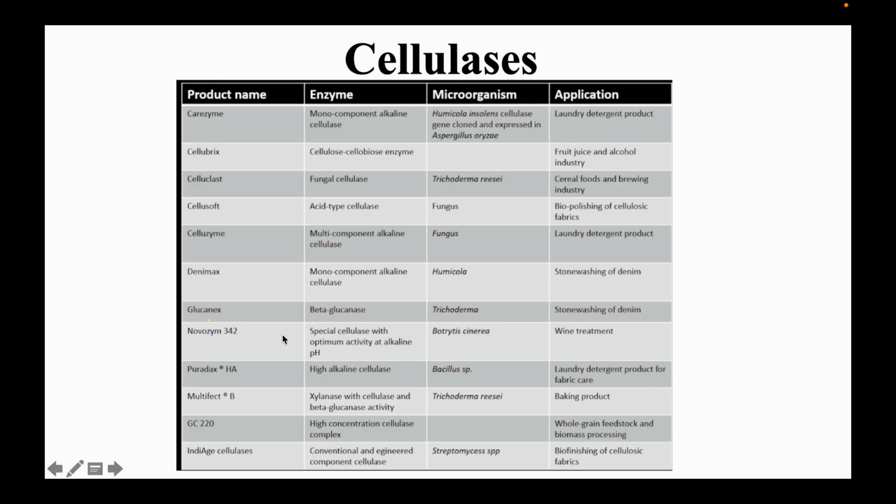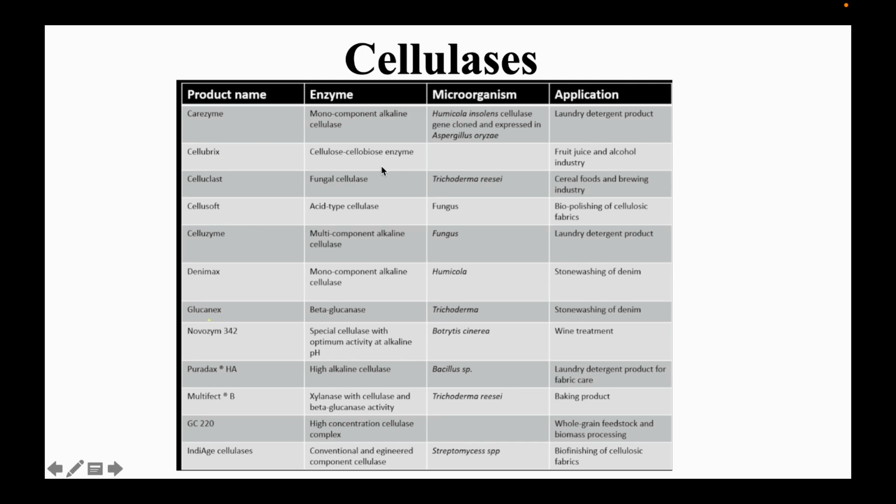So we have different products which are trademarked, which have these enzymes. So we have Cares enzyme. They have a monocomponent alkaline cellulase, and these are isolated from microorganisms like Aspergillus oryzae and Humicola insolens, and the application is in laundry and detergent production. Then we have Cellubrix. This enzyme contains cellulase and cellobiase enzymes, which are used in the fruit juice and alcohol industry.